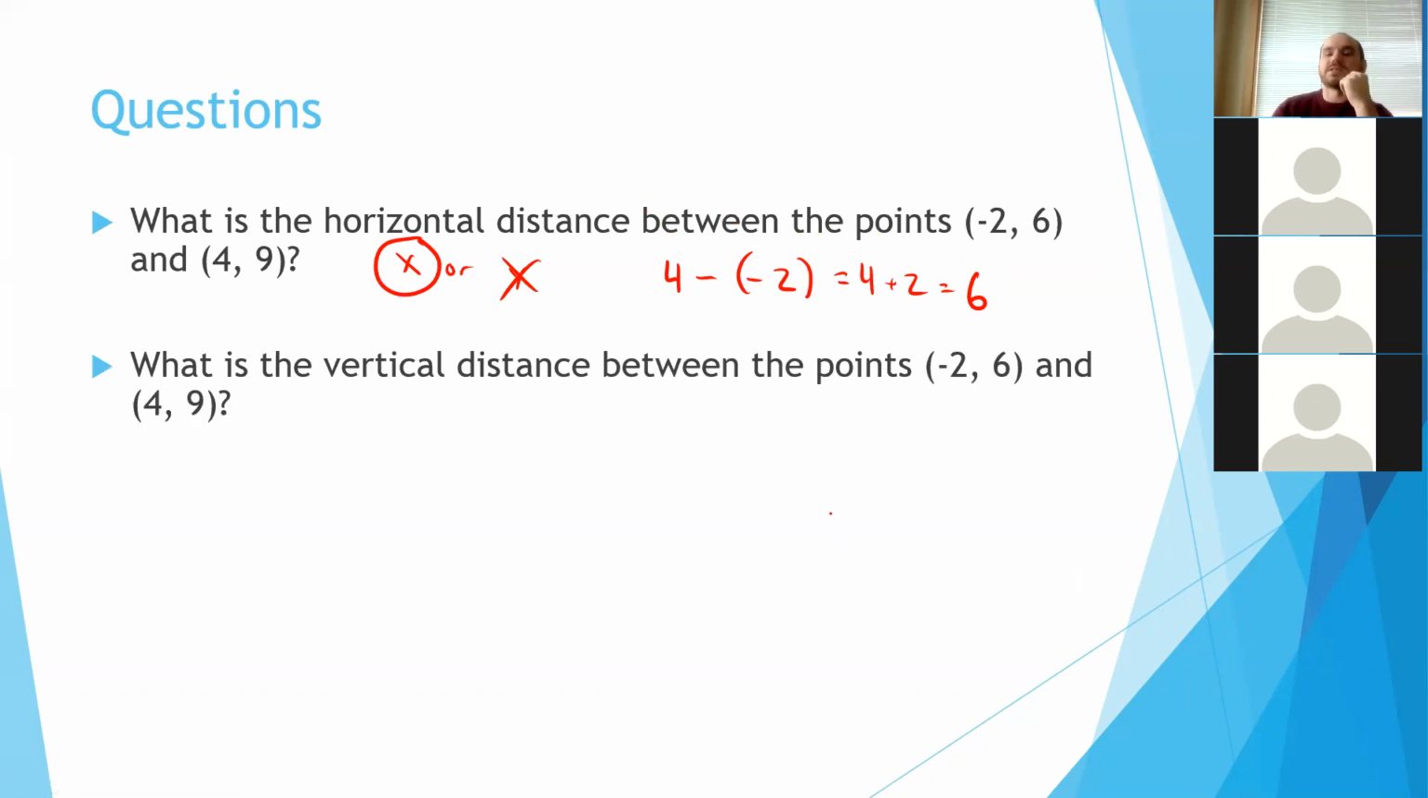So yeah, we have 4 minus -2, which is effectively 4 plus 2, which is 6. So the horizontal distance between these two is 6. What is the vertical distance between the points -2, 6, and 4, 9? So in this case, since we chose the last one last time, this should be pretty obvious, but are we talking x or y here? Yeah, we're talking about the y coordinates here. So what's the difference between the two?